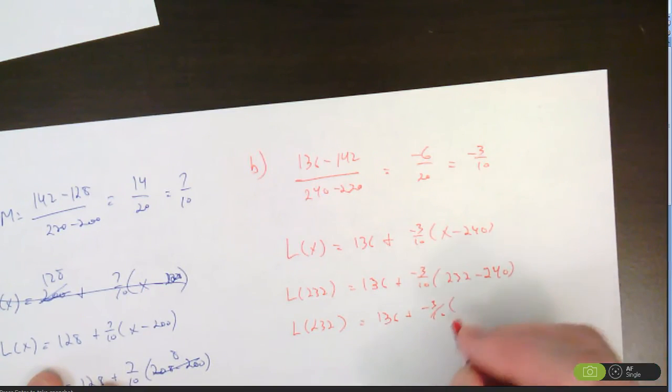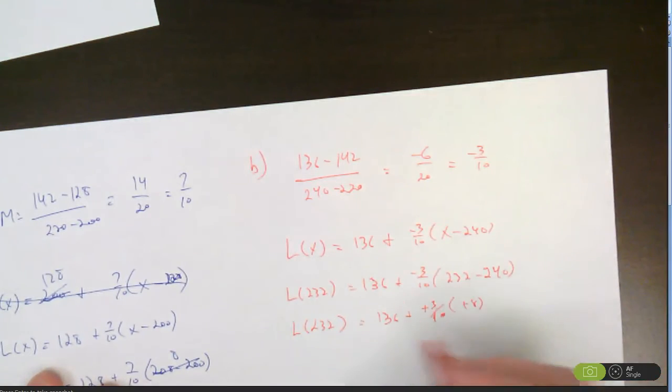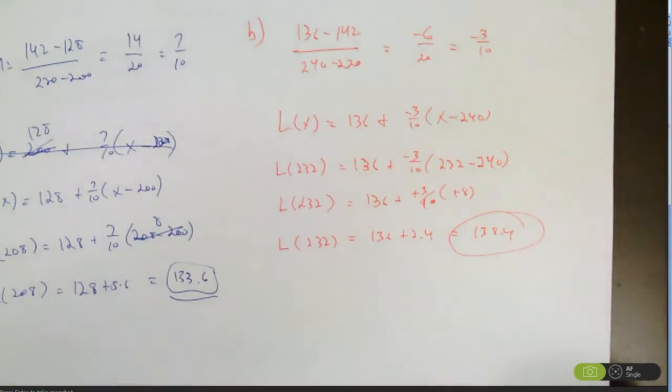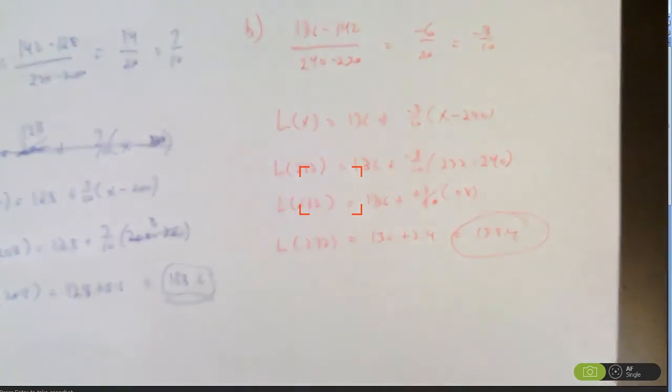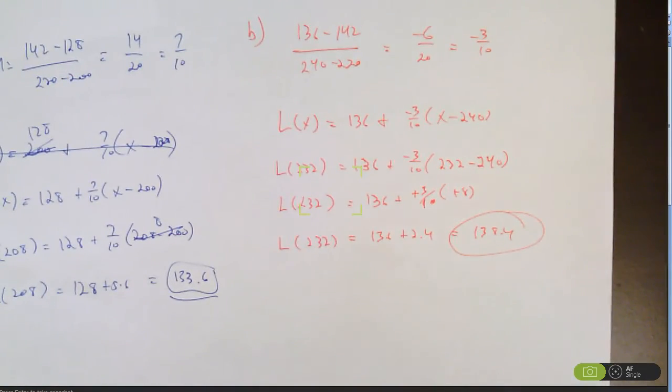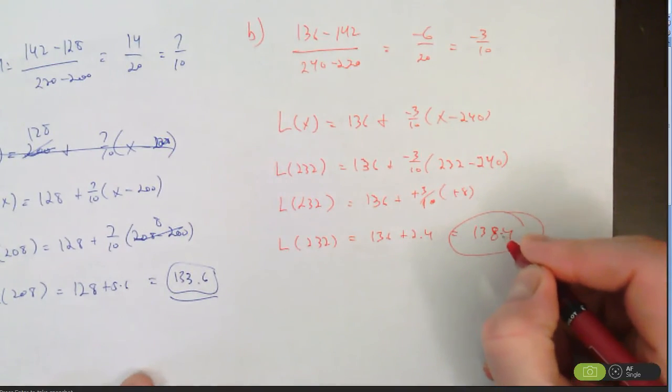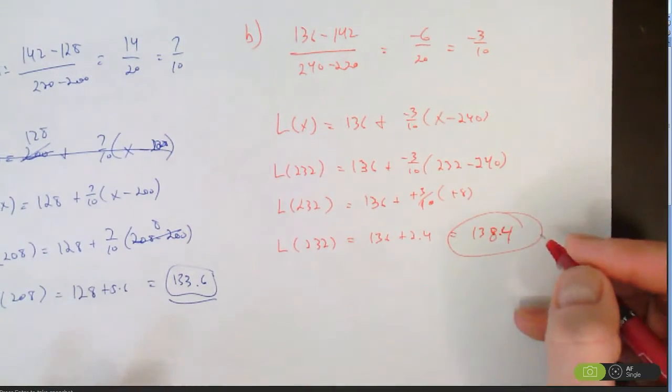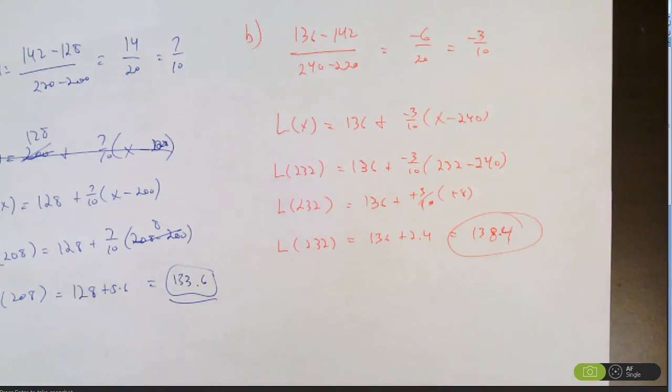232 minus 240 is negative 8. That actually becomes plus 24 over 10, which is 2.4. Whoops, sorry, 138.4. Okay. Yeah, there we go. There's the entire homework assignment.